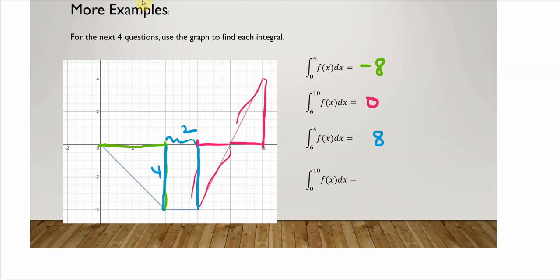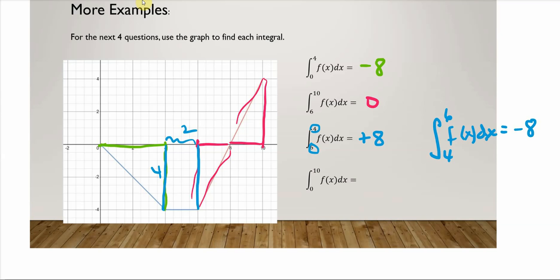Now, is it positive 8 or negative 8? Some are going to say, sir, the answer is negative because it's below the x-axis. Yes, but if you notice, it's from 6 to 4. It's backwards. So the answer is going to be positive 8. Now, if I had asked the integral from 4 to 6 of f of x dx, then this one would be negative 8. We always read from left to right.